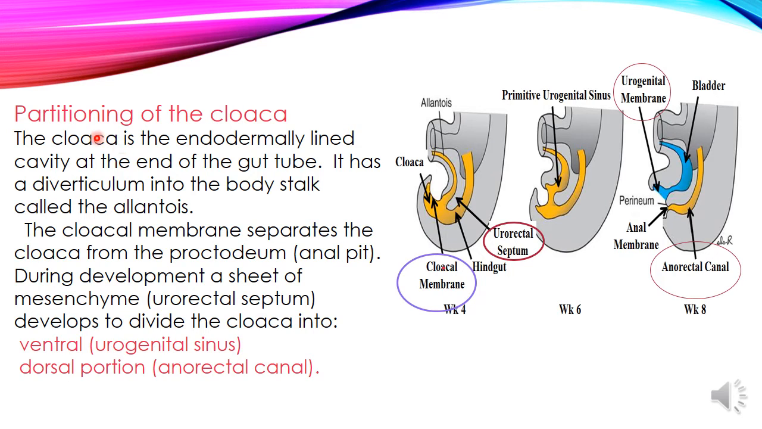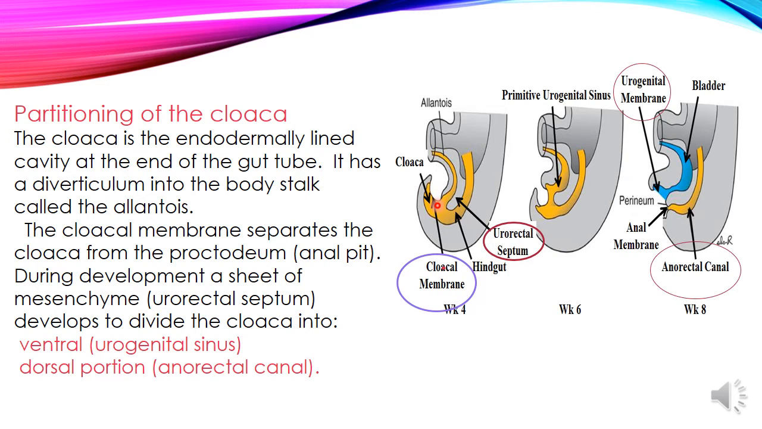Now, partitioning of the cloaca. The cloaca is an endodermally lined cavity. It represents the terminal end of the gut tube. It has a diverticulum, which is named the allantois, and the cloacal membrane, as you can see here, it separates the cloaca from the proctodeum or the anal pit.